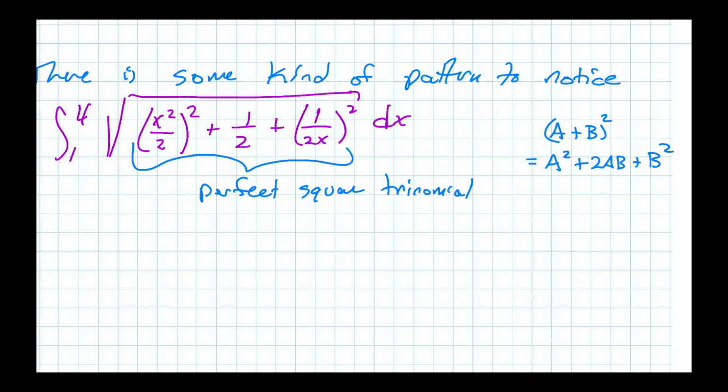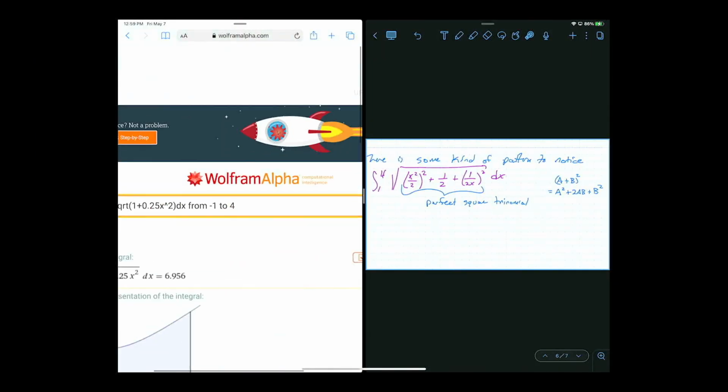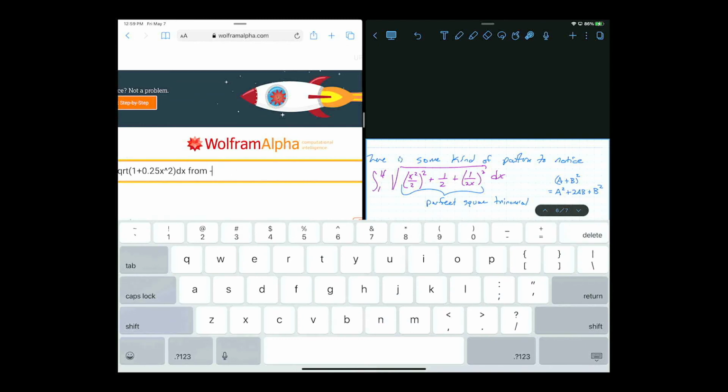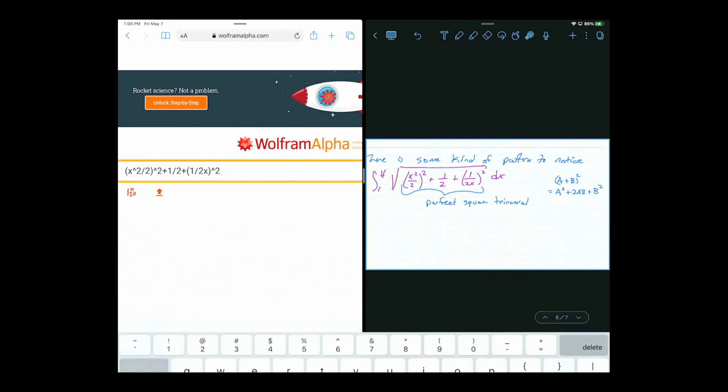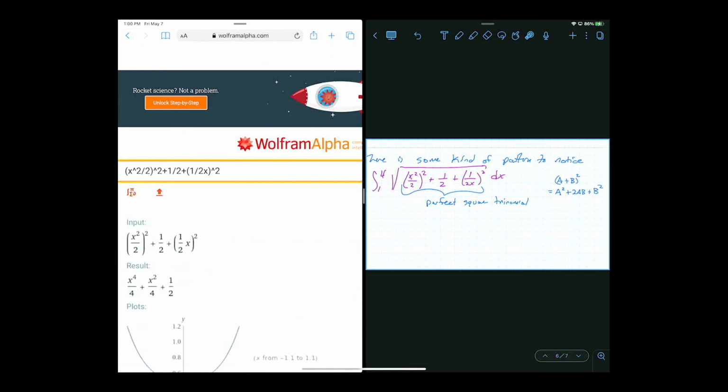And so if you type this in, like x squared over 2 squared, if I go to Wolfram here, it does help just to be willing to use your tools. You can factor it by hand, it's possible, it's just a pain. So if I type in x squared over 2 parentheses squared plus 1/2 plus 1 over 2x parentheses squared, like that. If I type this in, I'm not doing the whole integral. I'm just doing the part in the square root.